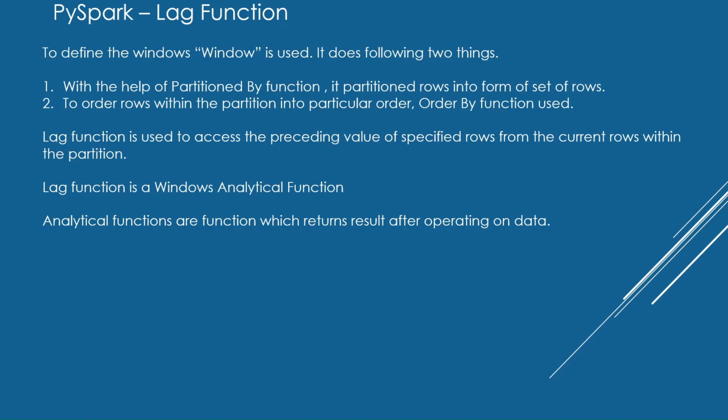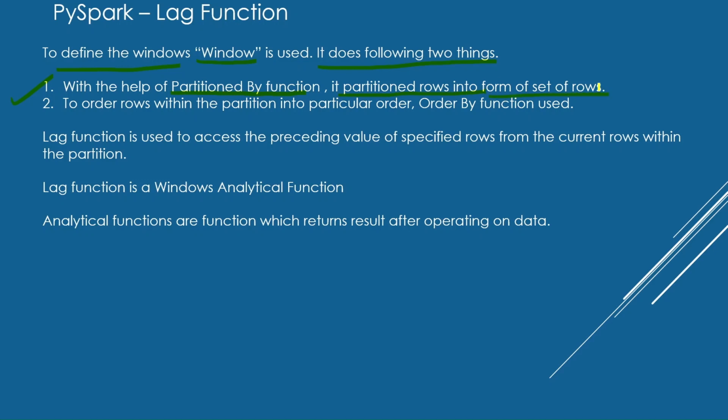So first we need to create a window. To define a window, we use the Window keyword, and we generally do two things whenever we are defining a window. The first is the partitionBy function. This is the partitionBy function. It partitions the rows into sets of rows.